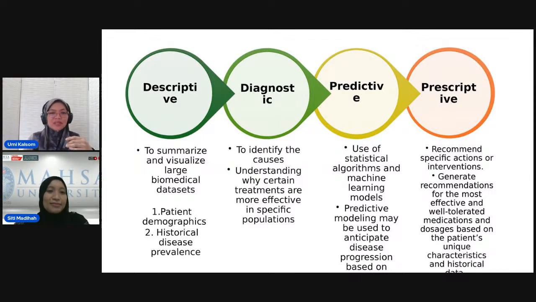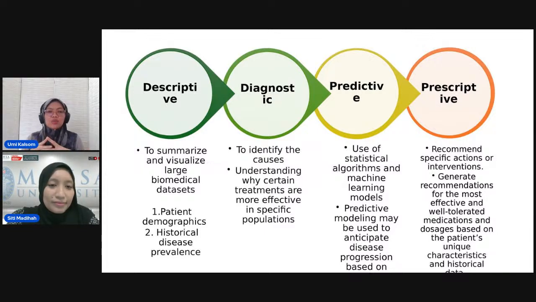Okay, for descriptive analytics, I will go into more detail on what it is. For example, we want to summarize and visualize large biomedical data sets. From the data set, we want to see the patient demographic and the historical disease prevalence. Just that, nothing more. We simply want to describe what happened in our data set.